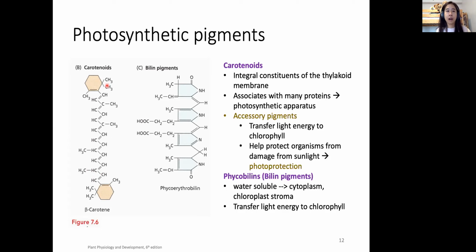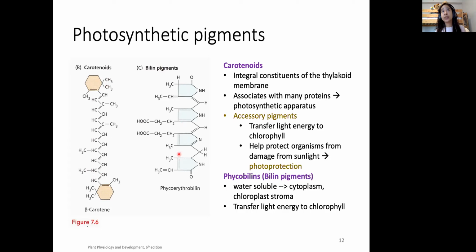Another function of carotenoid is photoprotection. Sometimes the light from the sun is too strong, the light intensity. The plants will need some sunscreen to protect themselves from too much of the sun. So carotenoid is the sunscreen.